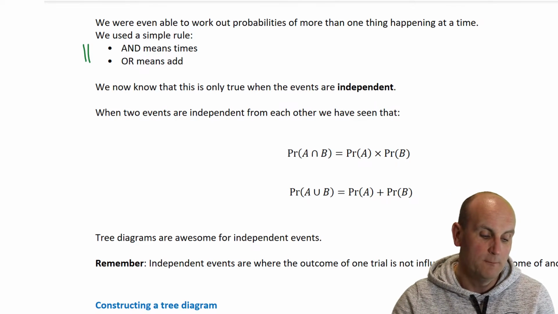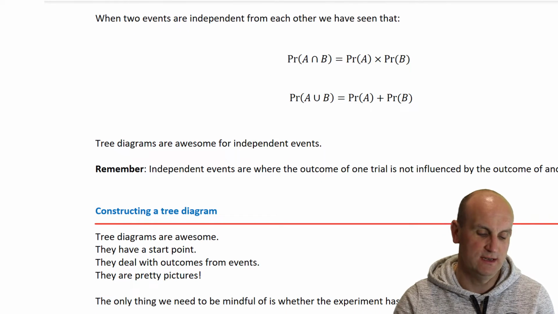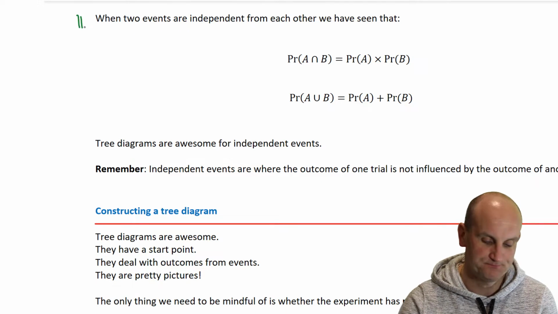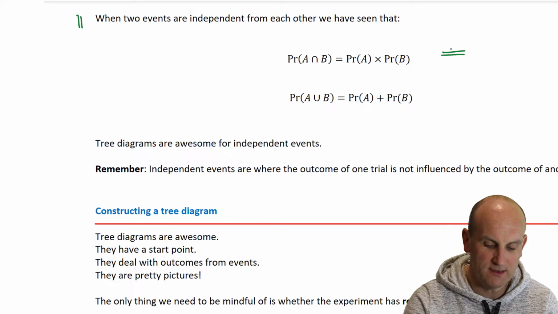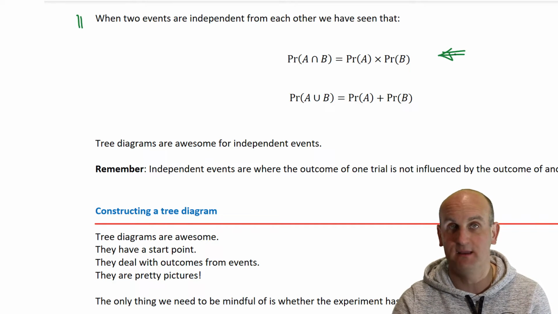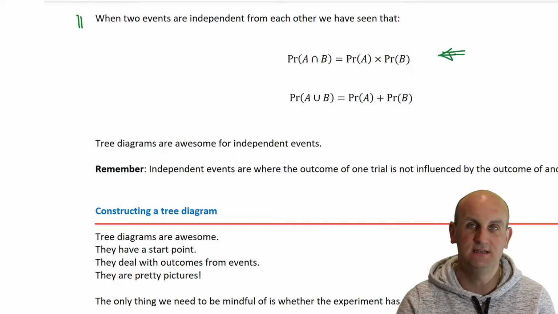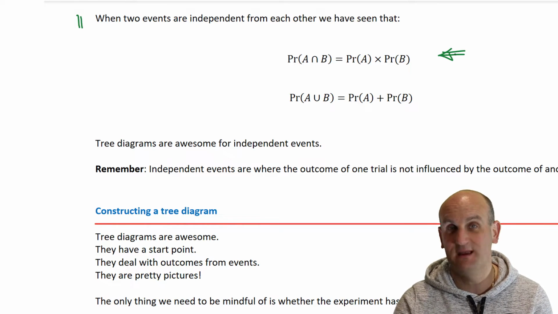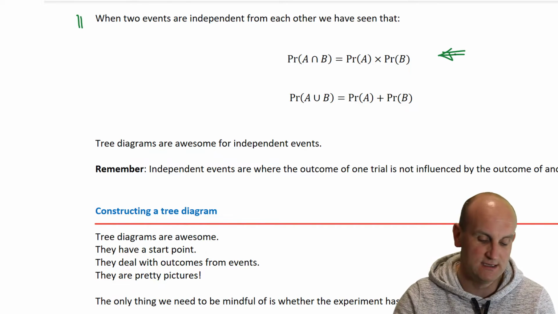Now, formalizing this using the language that we now have, when they are independent, then we know that the probability of A and B happening, this intersection of A and B, is effectively the probability of A times the probability of B. And that effectively is what you've been doing in year 7.